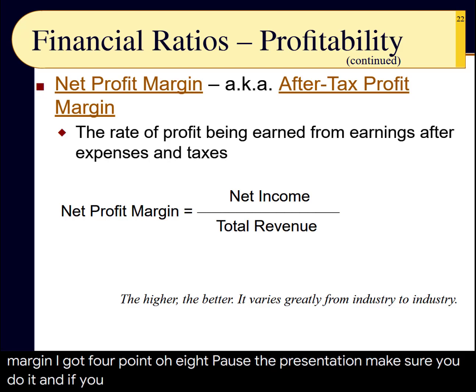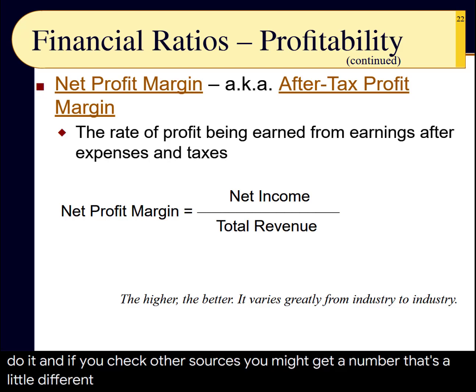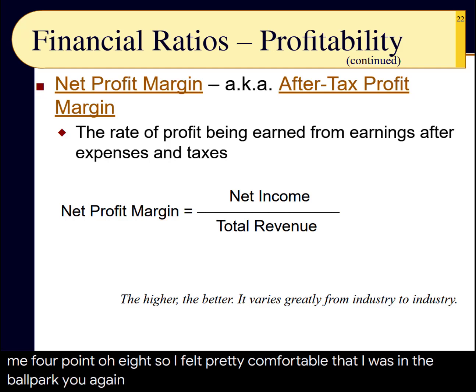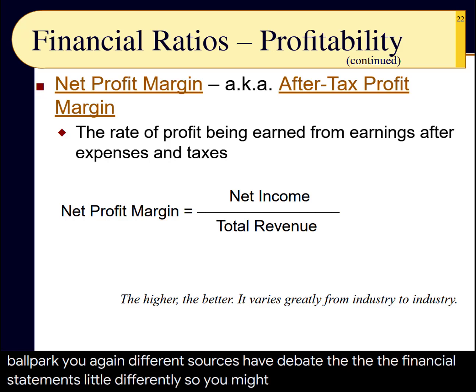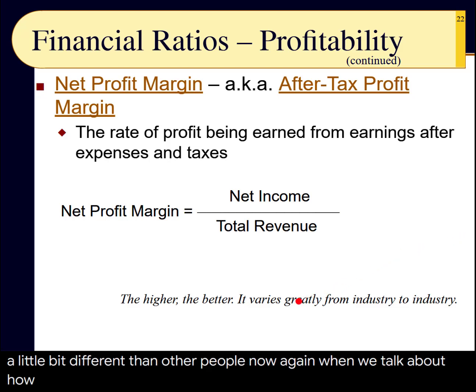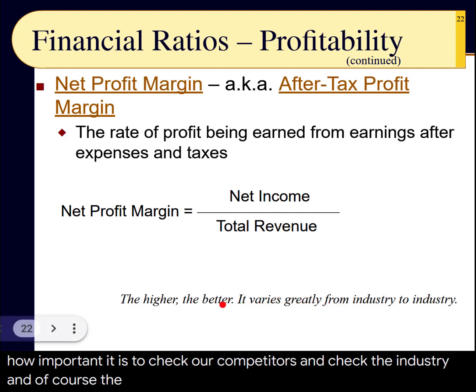And if you check other sources, you might get a number that's a little different. I checked Yahoo and they gave me 4.08. So I felt pretty comfortable that I was in the ballpark. Again, different sources have the financial statements a little differently, so you might wind up with a number that's a little bit different than other people. Now, again, we talk about how important it is to check our competitors and check the industry. And of course, the higher the better.